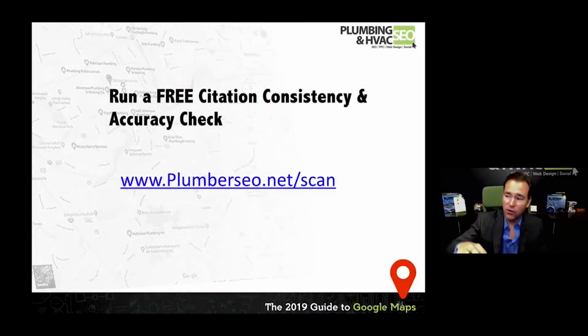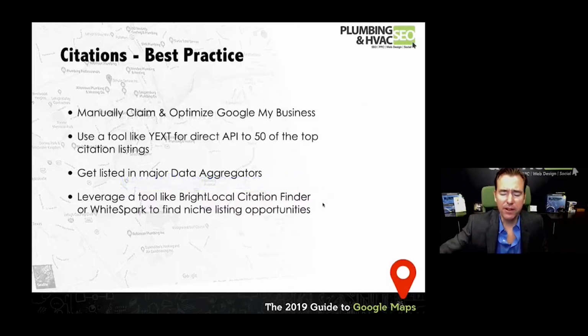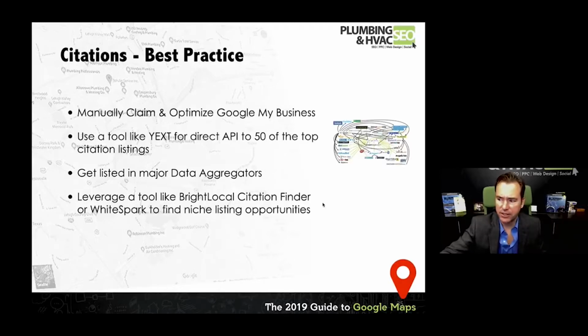If you'd like us to look at this with you and show you where there's room for improvement, how we can leverage our agency status with Yext to help you get this done correctly and efficiently, we'd love the opportunity to chat. So definitely use that tool, get a sense of what your current setup and situation looks like, and then make sure to manually claim and optimize Google My Business. Use a tool like Yext to push out to the main citations, get listed in the major data aggregators that I talked about prior, and then leverage tools like Bright Local Citation Finder or Whitespark to find some of those tier 2 and tier 3 citation listings.